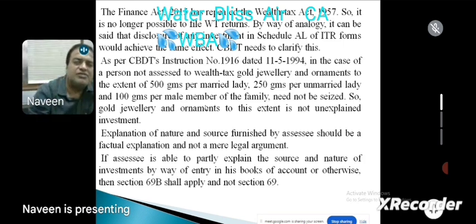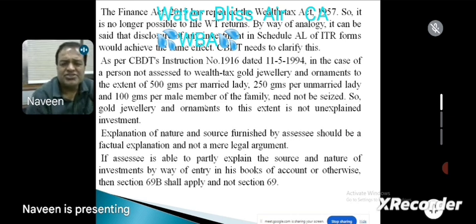Don't put in financial statements. Just in balance sheet, gold jewelry, 500 grams. How to declare? Is the financial statement getting uploaded? No. Therefore, you should and must declare under Schedule AL. That too, whatever you declare, please see to it there is an explanation of nature and source. Therefore, if you don't declare, then you will have to explain the nature and source.